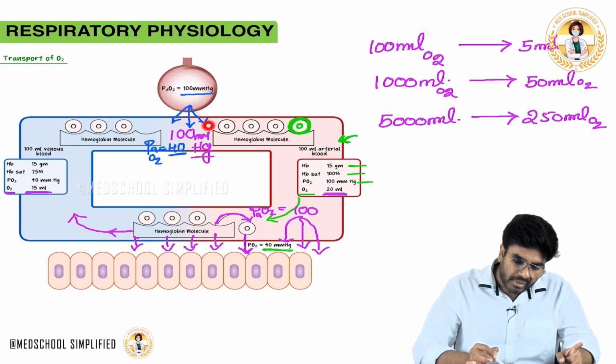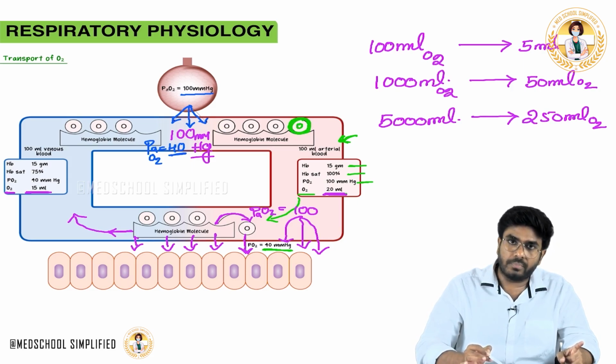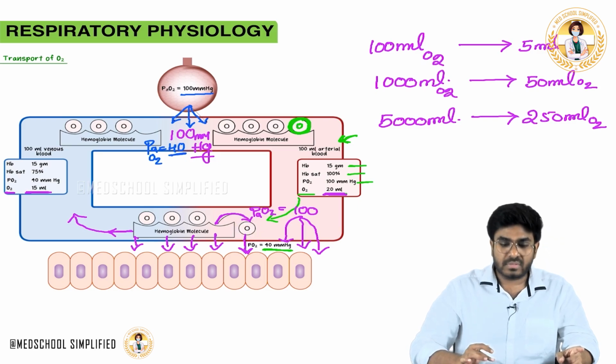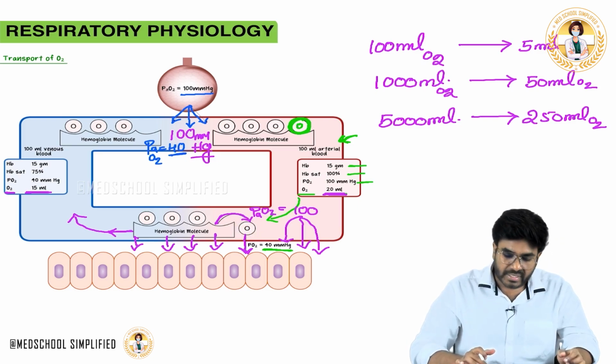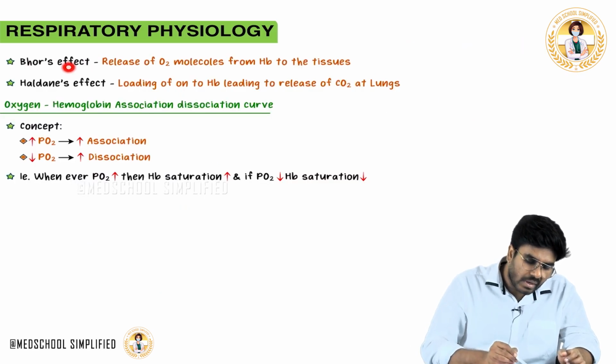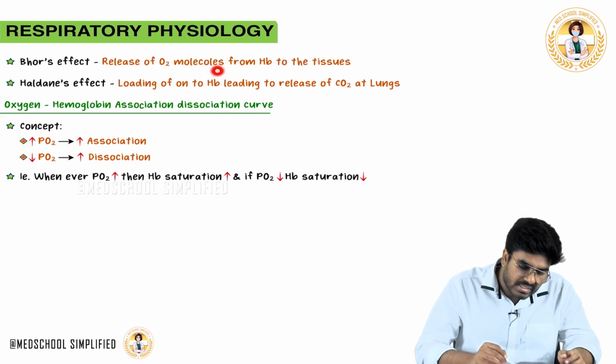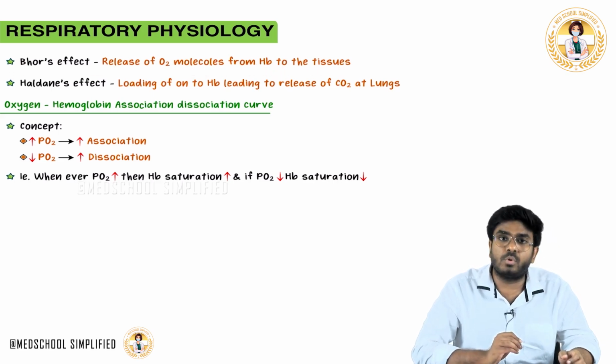At the level of lung, what is happening? Oxygen is now loading onto the hemoglobin molecule. At the level of tissues, oxygen is now getting unloaded. So these effects are called Haldane's effect and Bohr's effect. Please look here. What exactly is Bohr's effect? At the level of tissues, oxygen molecules are released from the hemoglobin. So the release of oxygen molecules from the hemoglobin to the tissues is called Bohr's effect.